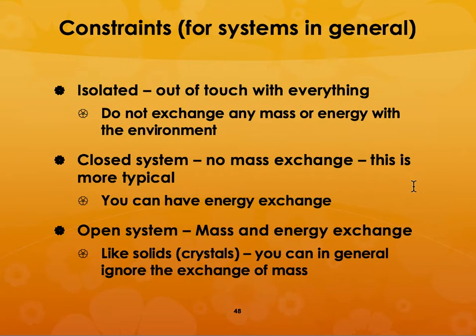So there are three types of constraints that you can have. The first one is whether the system is isolated. It is out of touch with everything. It does not exchange any mass or energy with the environment. That would be the first type of system. The other one is the closed system. There is no mass exchange. This is more typical. You can have energy exchange, but there is no mass exchange. And the third one, which is the most common one, has both mass and energy exchange, like solids. You can in general ignore the exchange of mass.